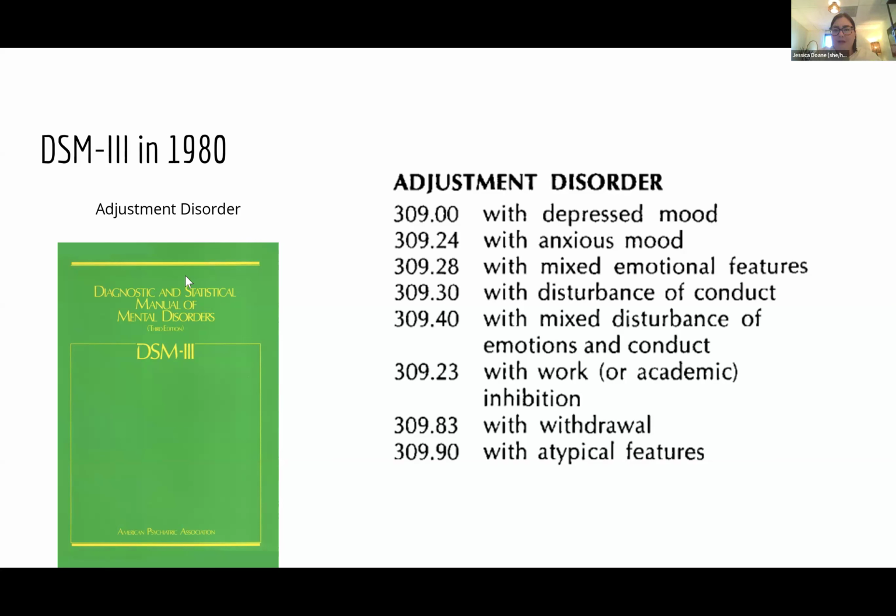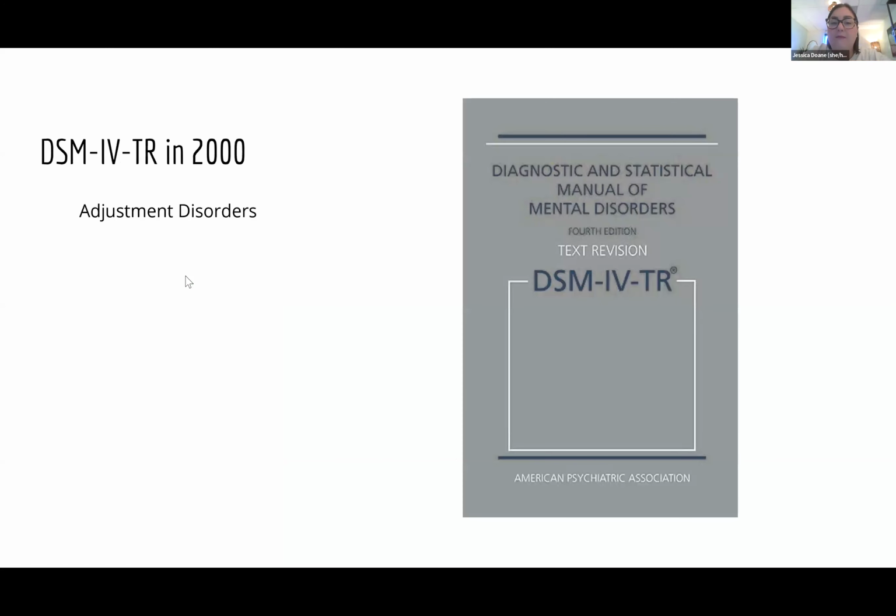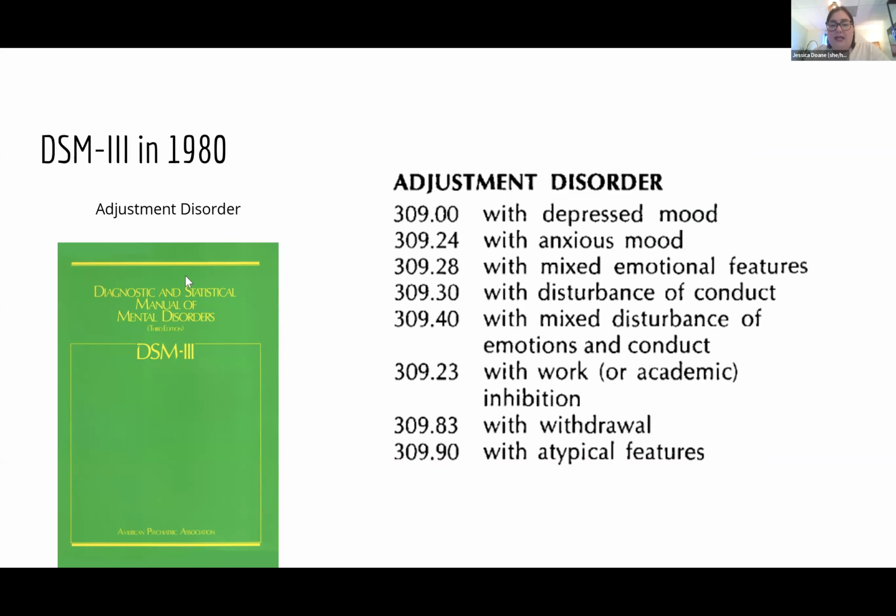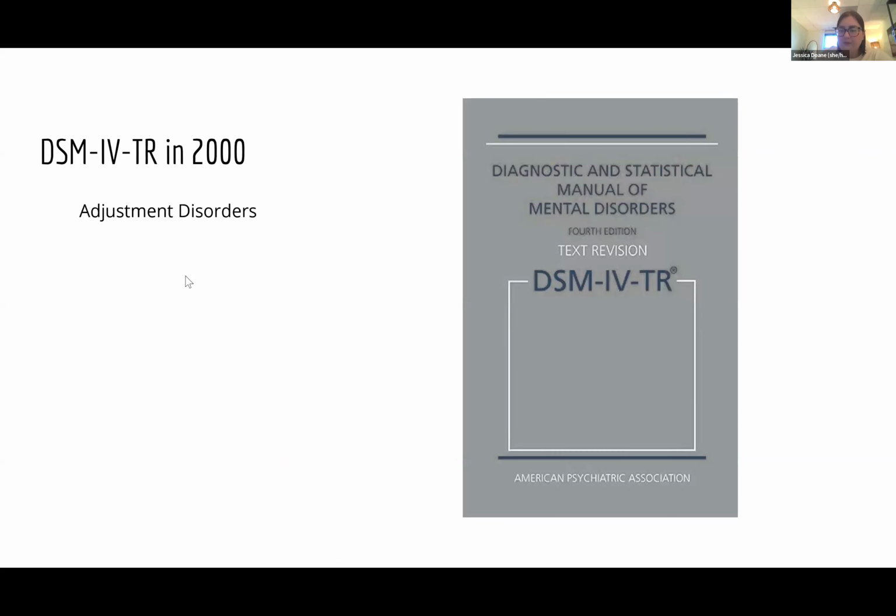Moving on, guess what comes next? Next, we've got the DSM-4 TR. So this is that text revision version, the fourth edition. Adjustment disorders remained an independent category here and a diagnosis, but some of the subtypes from before were eliminated. So I'm going to go backwards again. So some of the subtypes that they got rid of here are 309.23, so with work or academic inhibition, and 309.83 with withdrawal. I think that's also kind of interesting because like why those 2 categories? I'm not sure. Why did we decide to move away from that?